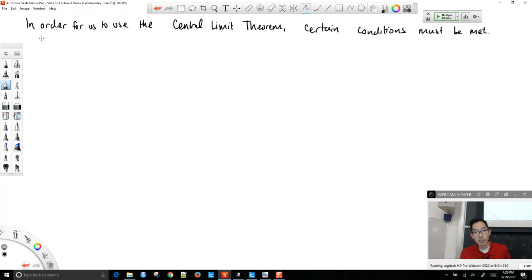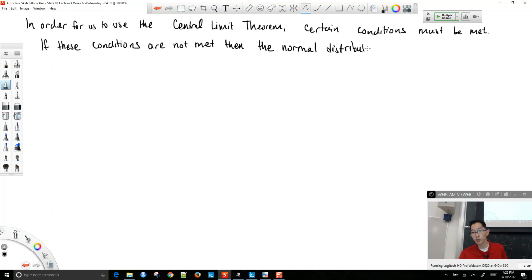So certain conditions must be met, okay? If these conditions are not met, then the normal distribution does a bad job, or I'll say the normal distribution cannot be used to approximate the sampling distribution.